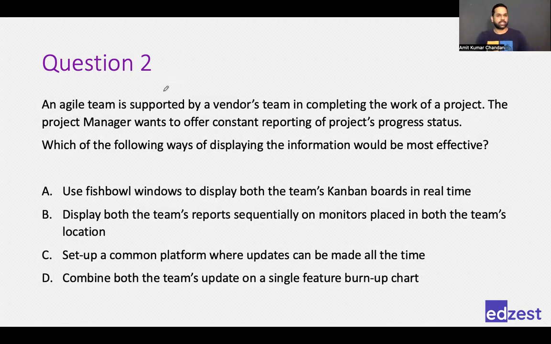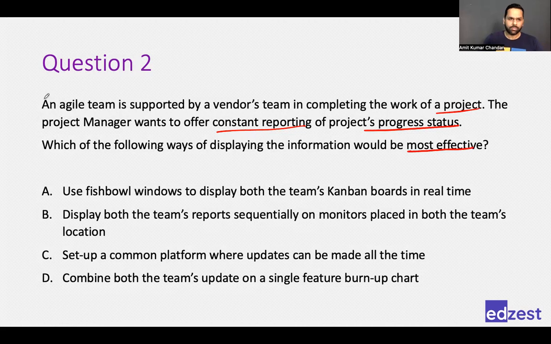All right, so let's discuss this one. An agile team is supported by a vendor's team in completing the work of a project. The project manager wants to offer constant reporting of project's progress status. Which of the following ways of displaying the information would be most effective?